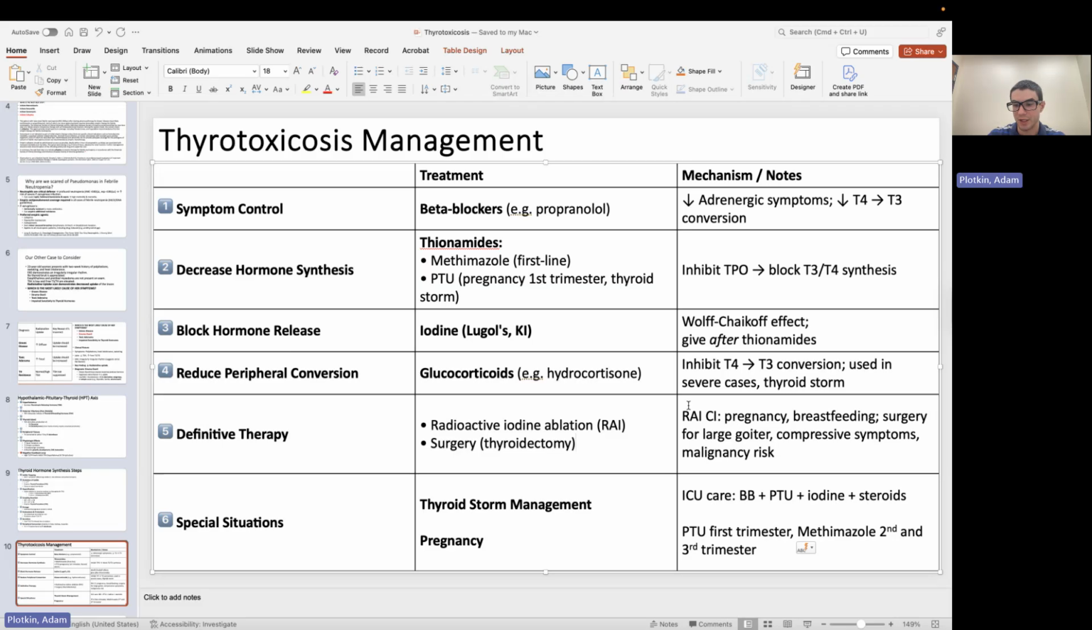Contraindications to radioactive iodine would be pregnancy and breastfeeding. We could do surgery for a large goiter, compressive symptoms, and if there's a malignancy risk. Special situations, again, thyroid storm management: I'm going to send them to the ICU. We're going to use a beta blocker, PTU, a huge amount of iodine to shut that thyroid down, and steroids. And then pregnancy, I told you, PTU is used in the first trimester, methimazole in the second and third.